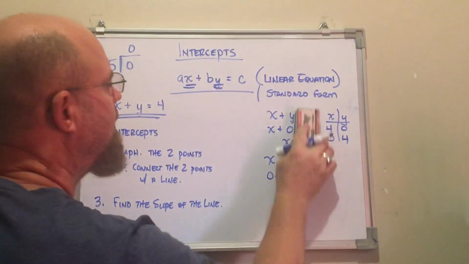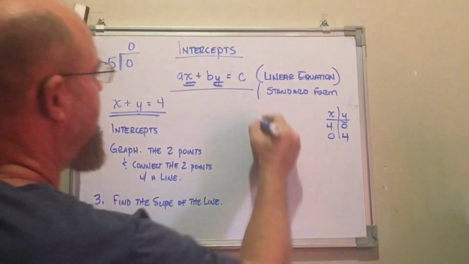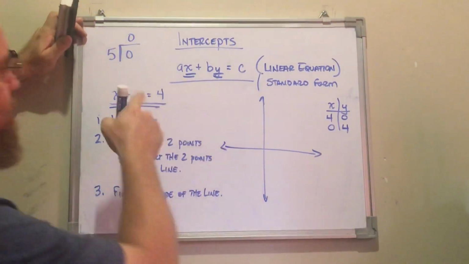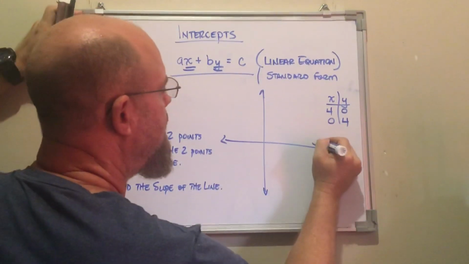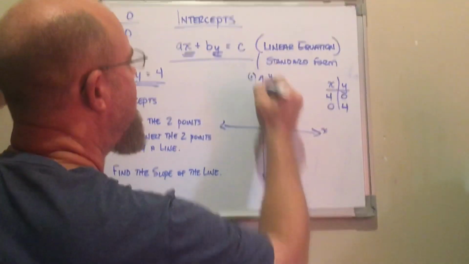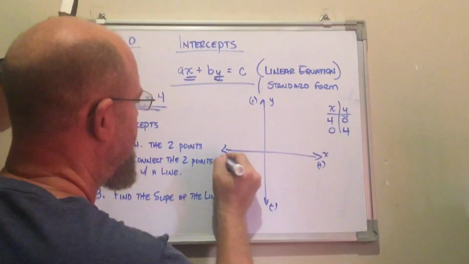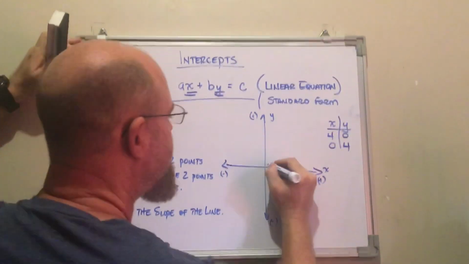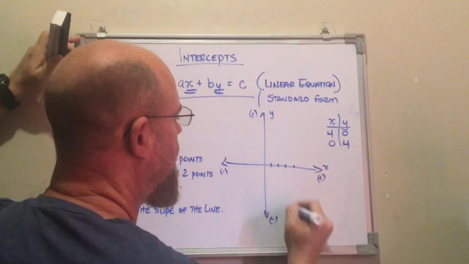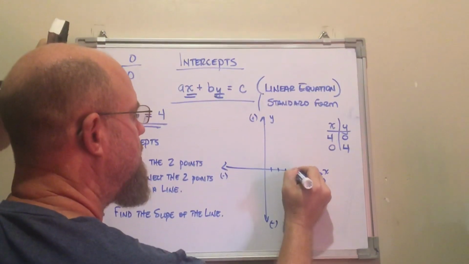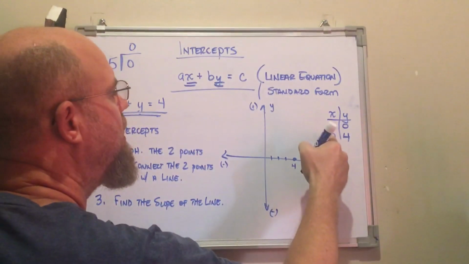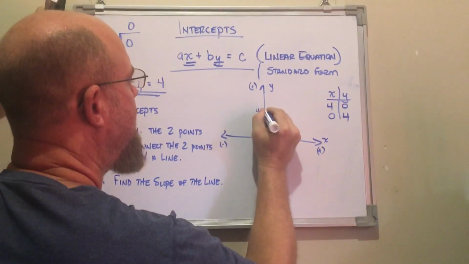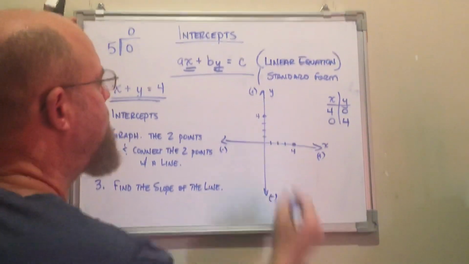All right, and then I'm supposed to graph it. So I graph it. And I want one graph for each problem. So that's the x-axis, the y-axis. This is positive, negative, and negative. So I'm going to plot these points. So when x equals 4, 1, 2, 3, 4, y equals 0, so that's one of my points. And then when x equals 0, y equals 4, that's my other point. Okay, so I plotted my 2 points.